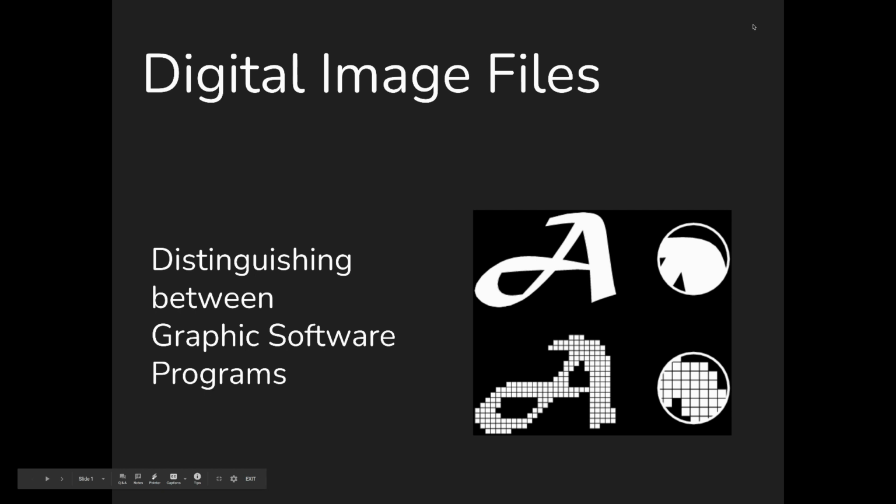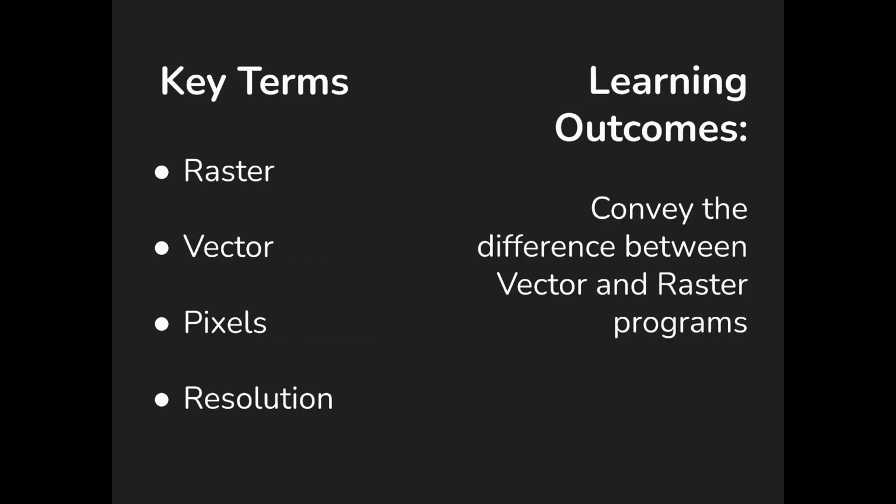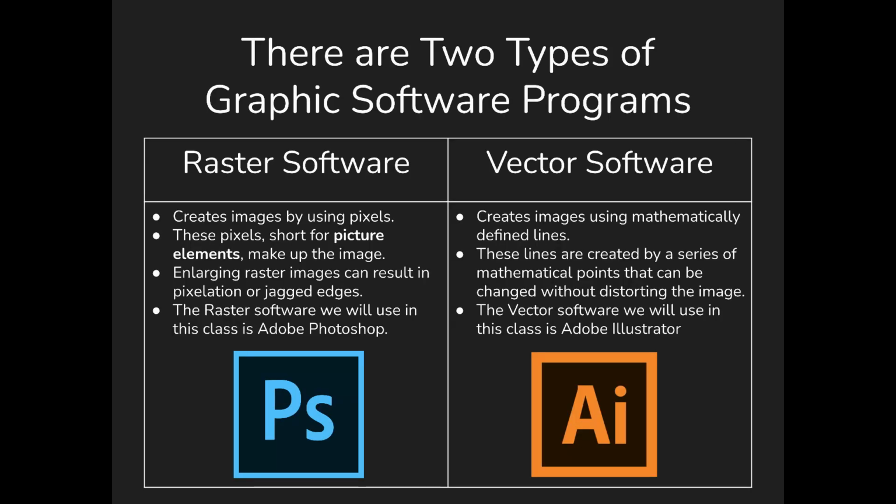Hello everybody and welcome. Today we're going to be talking about digital image files, and we're going to be distinguishing between graphic software programs and files. Now the key terms are raster, vector, pixels, and resolution. Our learning outcomes today are to convey the difference between vector and raster files and programs.